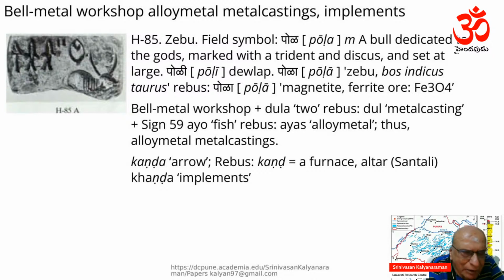So here we have the text script with 2 fish signs following a corner sign, or possibly a gurigunja. It can also be an abrus precatorius, but I will call it the corner. Kanchu Sal, bell metal workshop dealing with alloy metal. Dula, 2 of them, Dula 2, Dul, metal casting. Dula 2, Dul, metal casting, alloy metal workshop. And arrow, Kanda, equipment, implements. Next please.